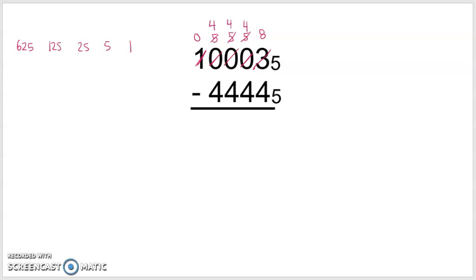So let's do the subtraction now. Now I've done all these appropriate borrows and exchanges. So 8, so 4 1s taken from 8 leaves me with 4. 4 5s from 4 is 0. 4 25s from 4 is 0. 4 125s from 4 is 0. And we don't have any 625 left. So the answer is 4 base 5.